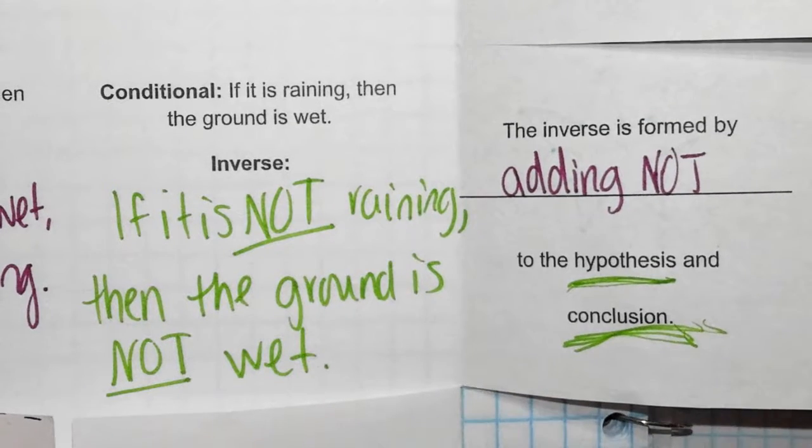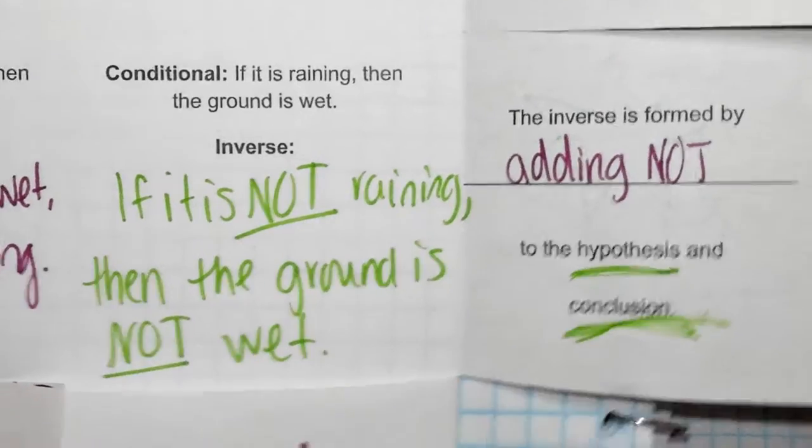Okay, are we ready? What's a conditional? It's an if-then statement that can be true or false. Good, both of you take a point. What is the negation? Good, take a point. What's the converse? Reverses. What's the inverse? Adding not to both of them. Yes, good, take a point.